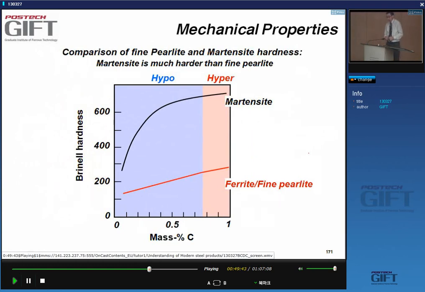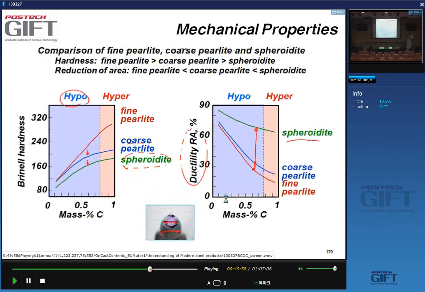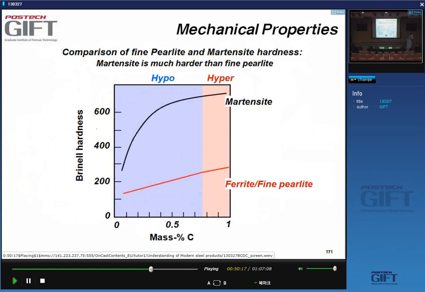Something similar happens if we now take as our reference the perlite situation. So if I go back here, if I look at the fine perlite, and 100% fine perlite is at this level, this is about 77% of carbon, right? So this point here, if I put it relative to the martensite, this is where I am. So the martensite we see is very, very much harder than fine perlite, yes?